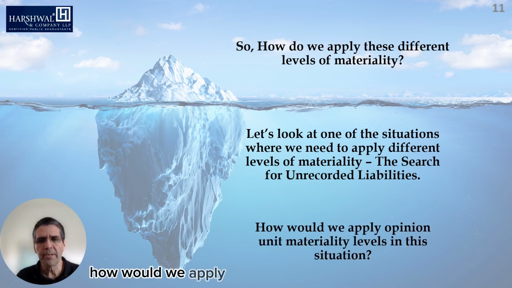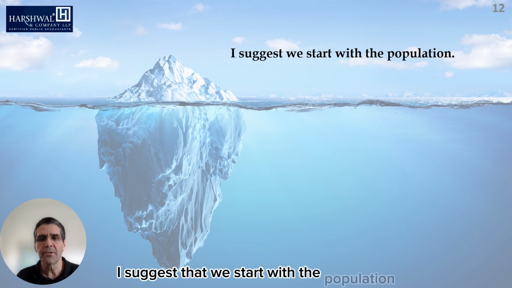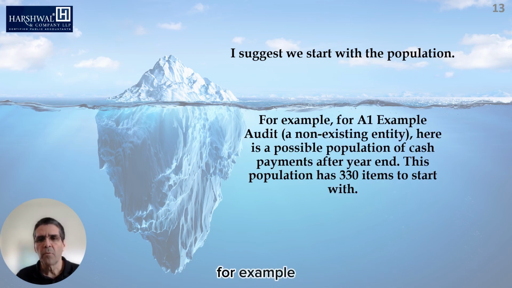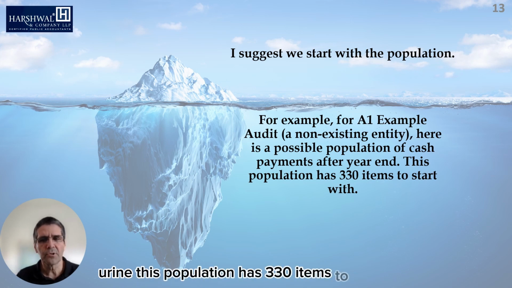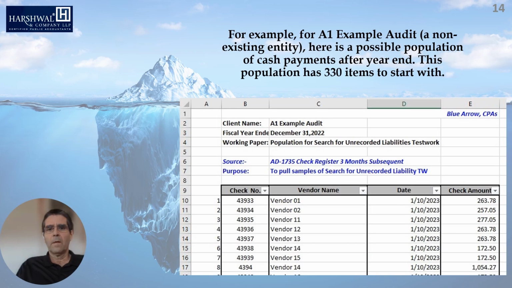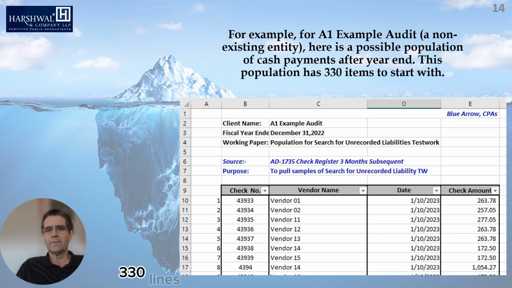How would we apply opinion unit materiality levels in this situation? I suggest that we start with the population. For example, for A1 example audit, a non-existent entity, here is a possible population of cash payments after year end. This population has 330 items to start with. And there you have it. Now we should point out, obviously, we can't get all 330 lines. We've just shown the top part here for this example.